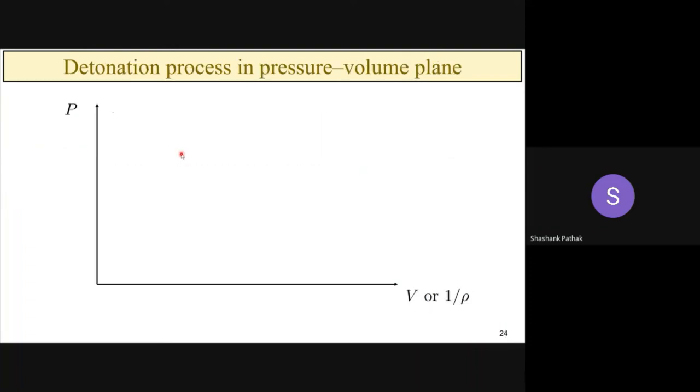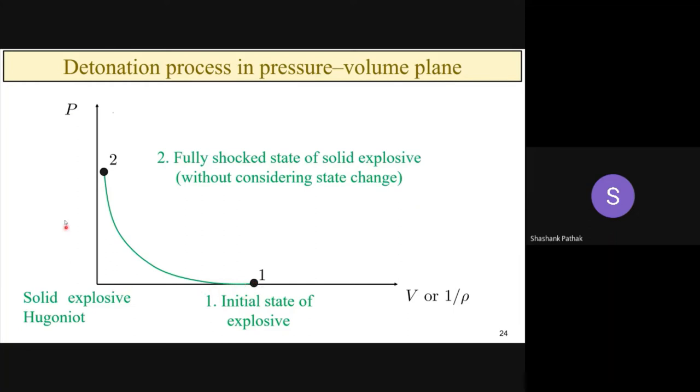Now, this detonation process, we will try to plot in the pressure-volume plane, or you can say pressure versus 1 upon density. So this volume V is specific volume, which is nothing but 1 upon density of the explosive material. Initially there was no explosion. Suddenly you put some fire or you ignite it, so there will be an explosion that will start happening. So basically your material is going from state 1 to state 2. State 2 is the fully shocked state of the solid explosive, because initially your explosive will be in some solid form.